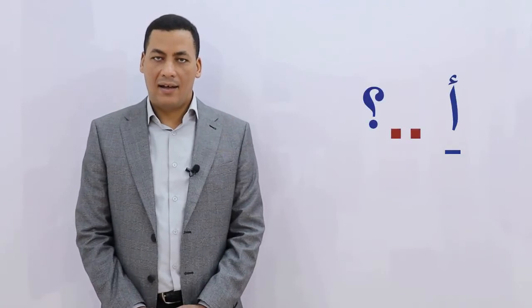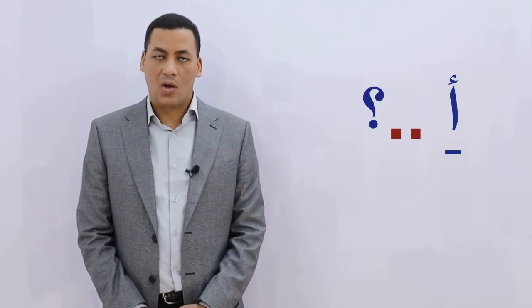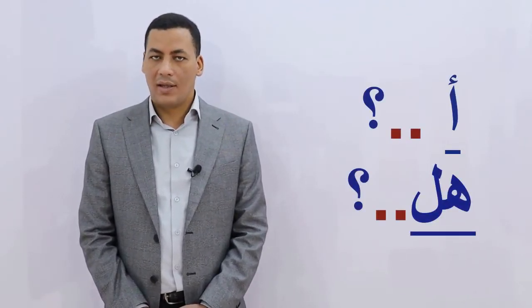And we said last time how to make the question, is this so and so, by using a as the beginning of the sentence or hal. So let's practice this.